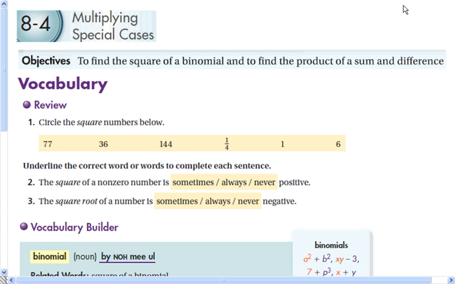Hey students, this is lesson 8.4, multiplying special cases. We're going to find the square of a binomial and find the product of a sum and a difference, and look for some shortcuts for doing this. You can use the same strategies we used on 8.3 to find the answers, but knowing these shortcuts actually gives you a little bit more number sense when you're doing certain kinds of multiplications. So anyway, go ahead and do the vocab here and you can check back for your answers.